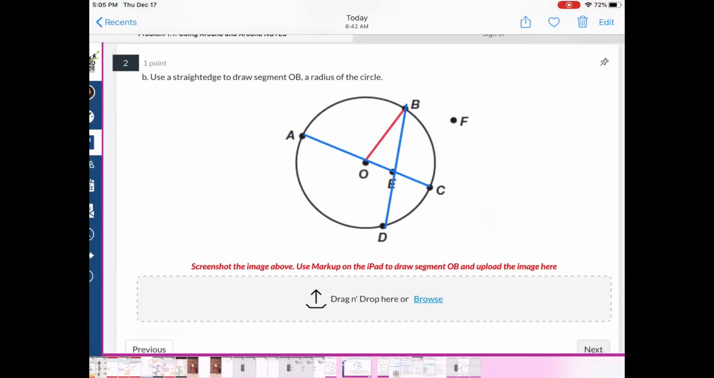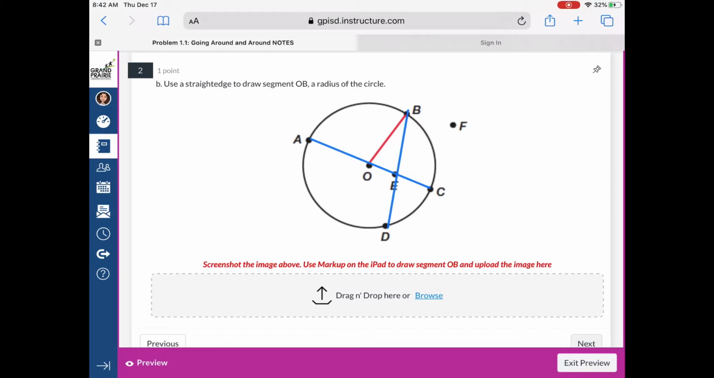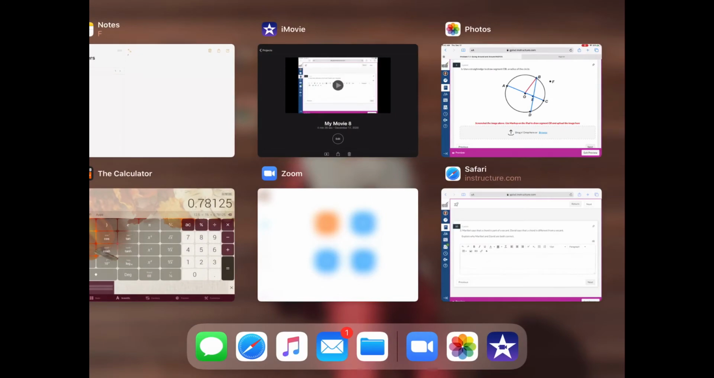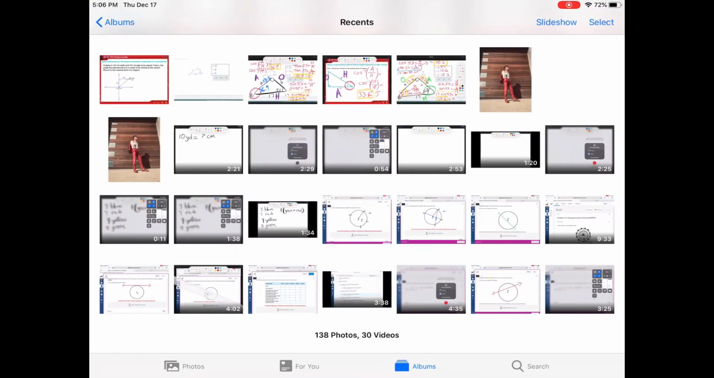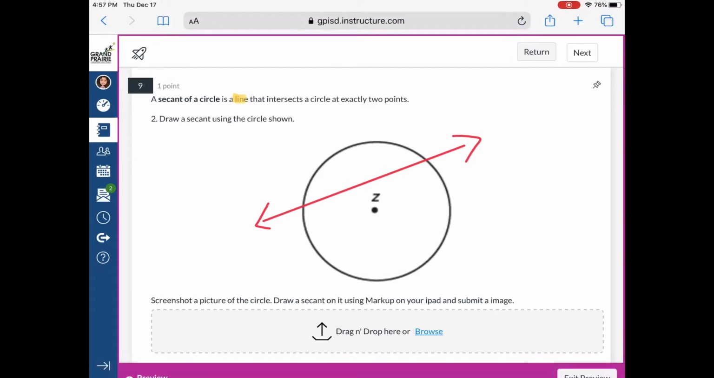If you want, you can go back to your pictures, and here are the two chords in blue. As you can see, these are two line segments. They are contained inside the circle here. And if we instead look at the secant, as you can see, it goes through the circle and comes out the other end.